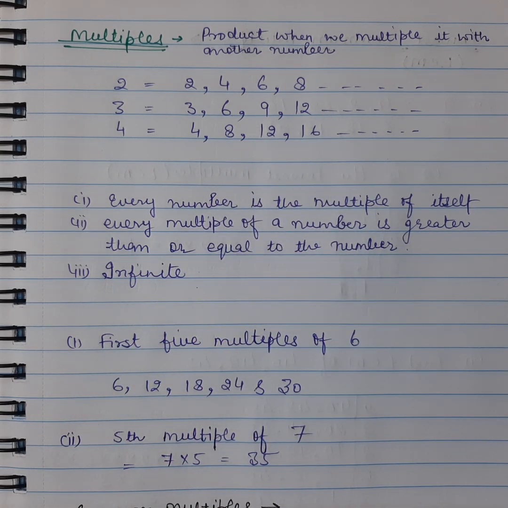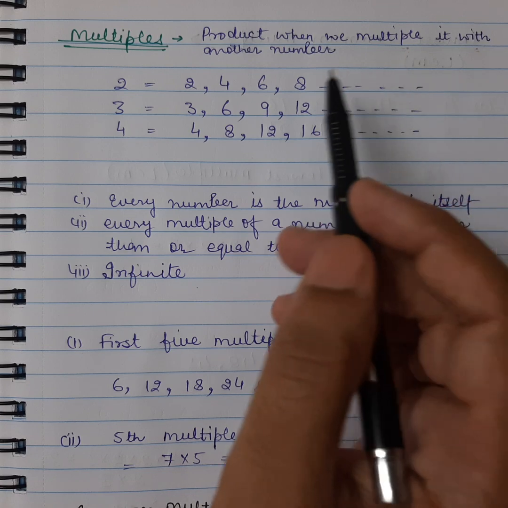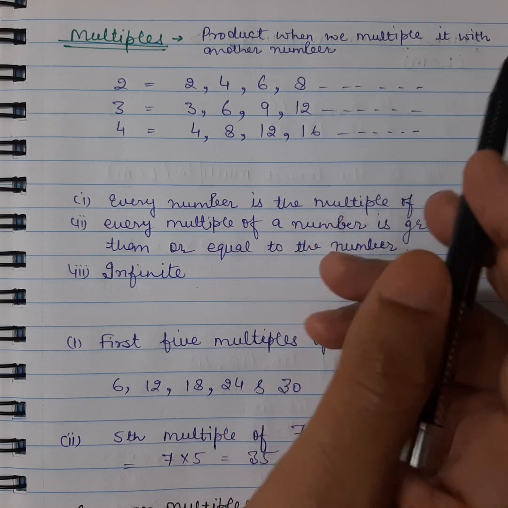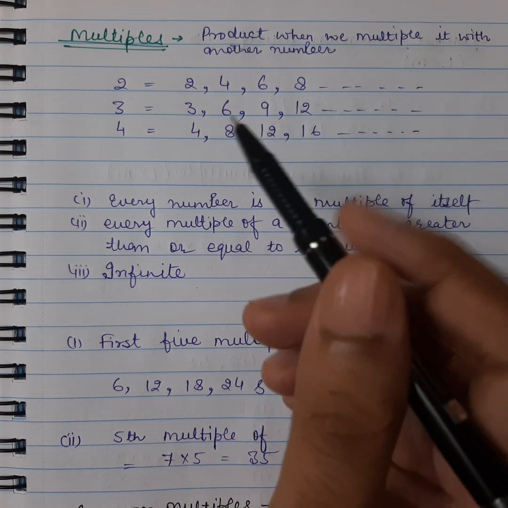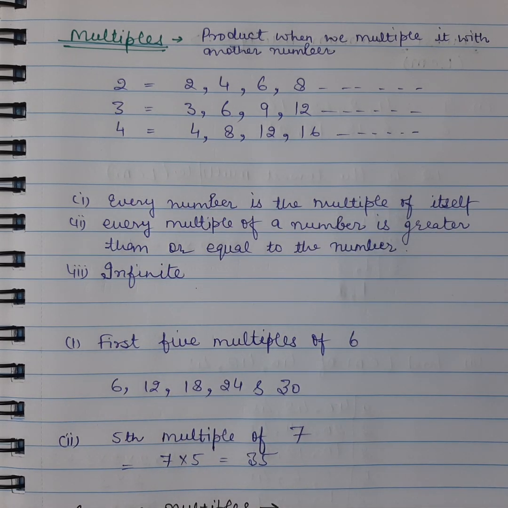Then, there are an infinite number of multiples of a number. We can extend this series to any number: millions, billions, trillions, jillions. Similarly, we can do it for 3 and 4. So there are infinite multiples of a number.